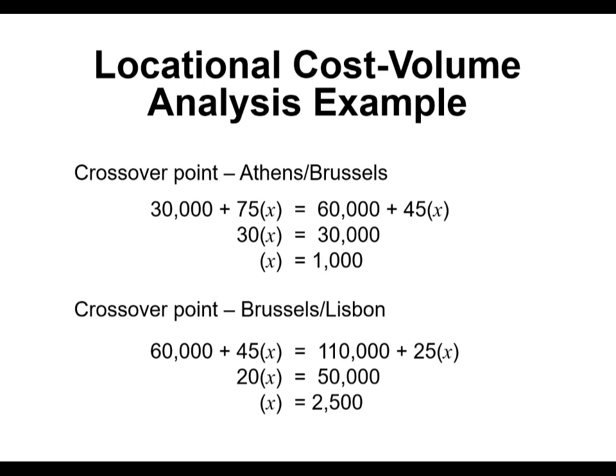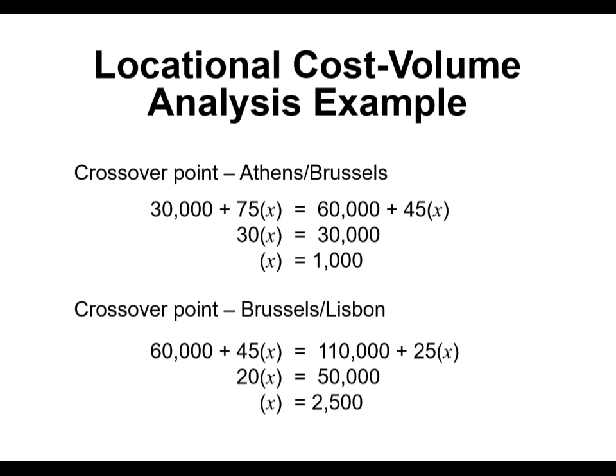So bring here all those figures that have x. 75 minus 45, then you get 30, and then 60,000 minus 30,000, and you get 30,000. So x would be 30,000 divided by 30, then you get 1,000. So the crossover point between Athens and Brussels happens at the quantity of 1,000. Okay, so that is the new information that we know, right?